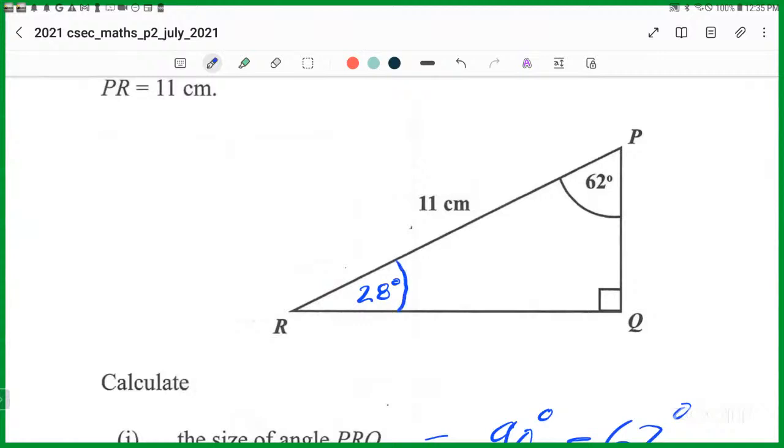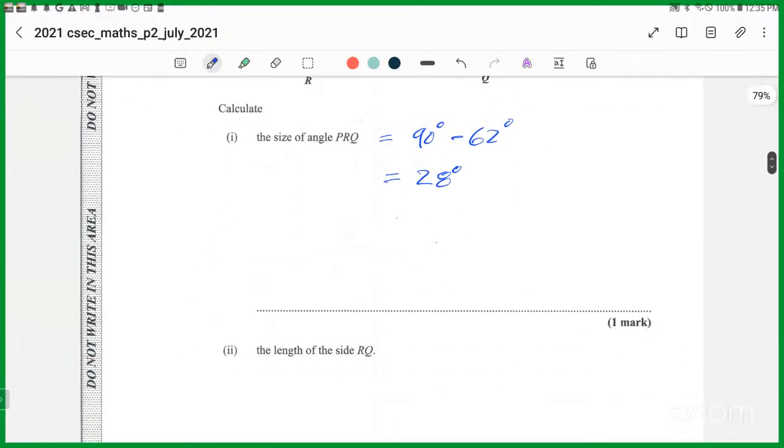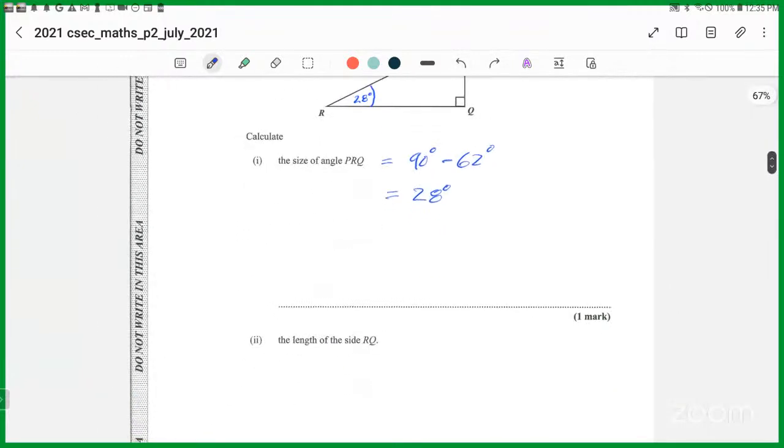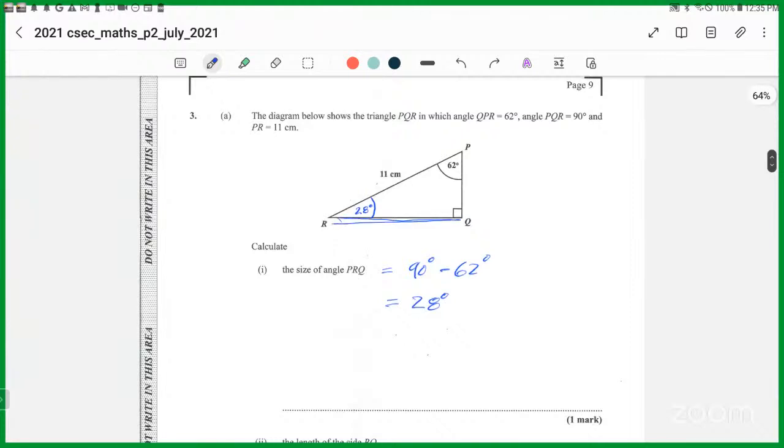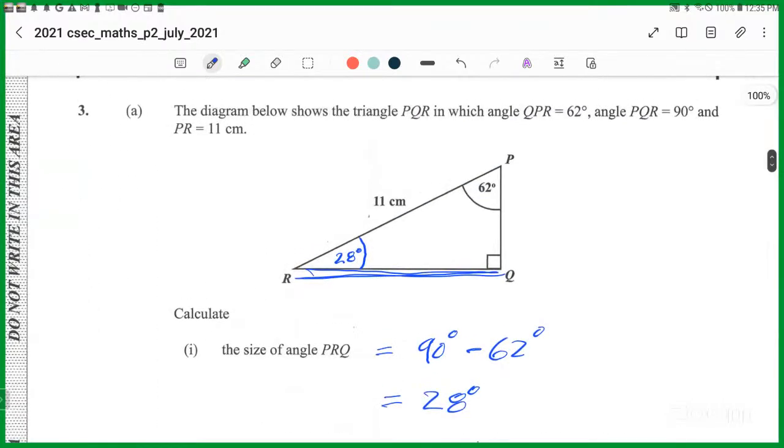Good. And then now the next thing I want is the length of RQ. That's this side I want next. Your choice. You can use the 60 to get it and use it as the opposite, or if you're using the 28, then this is the adjacent, and using cos. Let's say we're using the original thing that was given, the 60 degrees. So this is the opposite to the 62 degrees, all right?